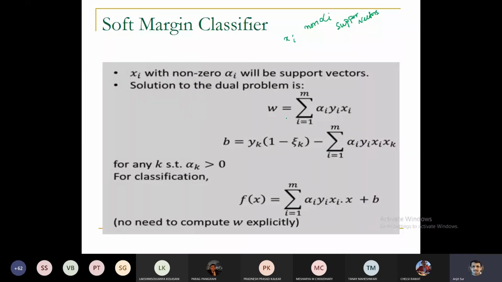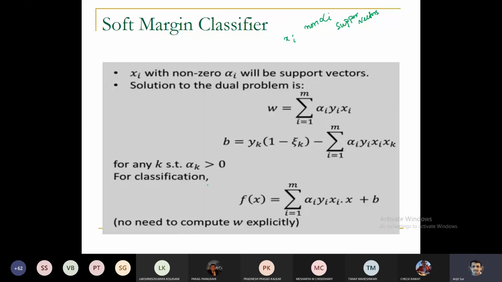So the solution of the dual problem is this. The most important part is the sum of alpha i, yi, xi. And there should be a class bias b. So b is equal to yk minus the summation from 1 to m of alpha i yi xi dot xk. So this is the b. And now, most importantly for testing, this is for any k such that alpha k is greater than 0, because alpha k greater than 0 means this is a support vector.